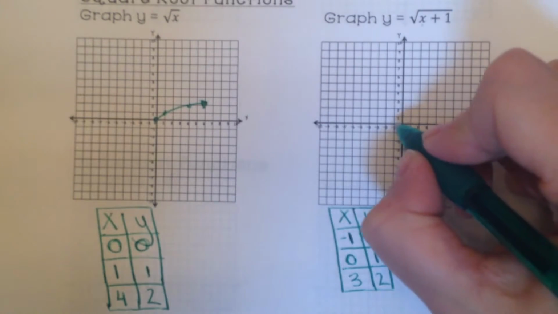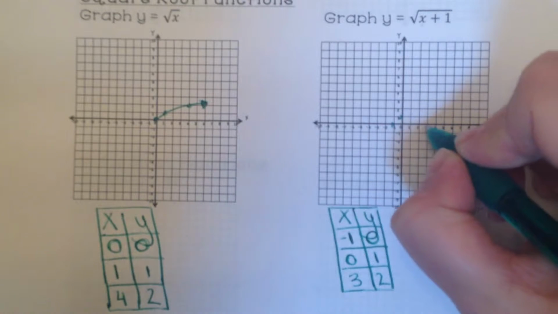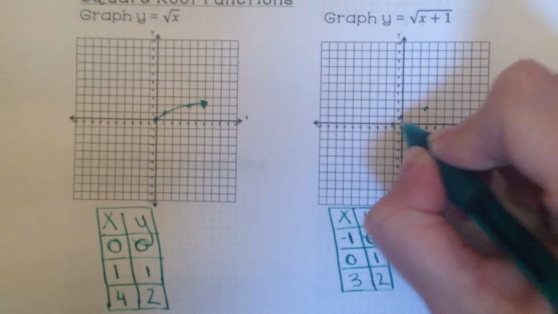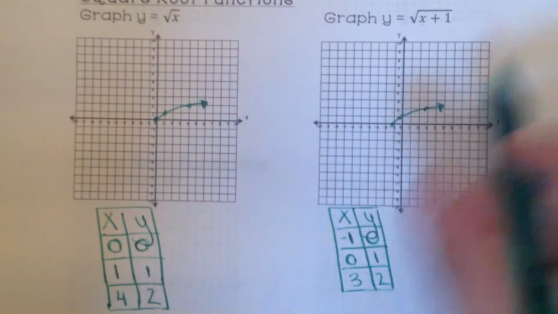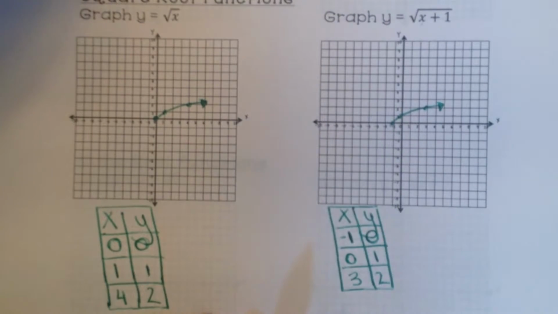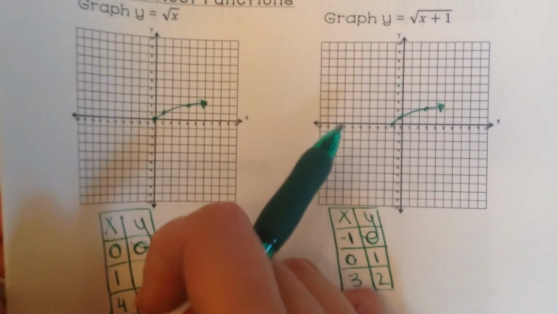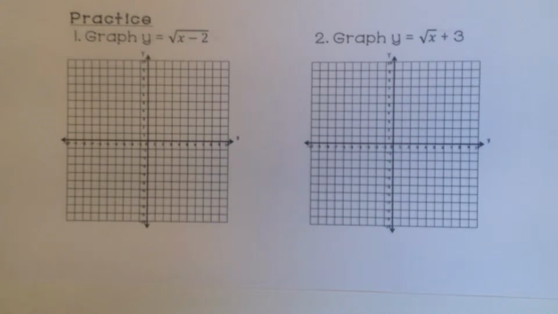Going to graph, when x is -1, y is 0. When x is 0, y is 1. And when x is 3, y is 2. So you can see that +1 underneath shifted my graph 1 to the left. Okay, so here's a couple of problems for you to try. Go ahead and pause the video here and then come back when you're ready for the answer.